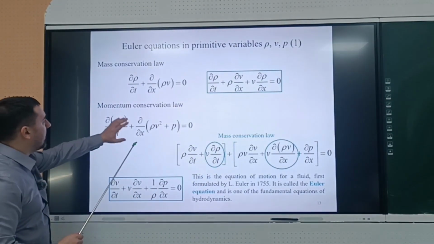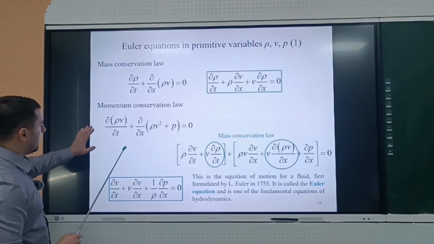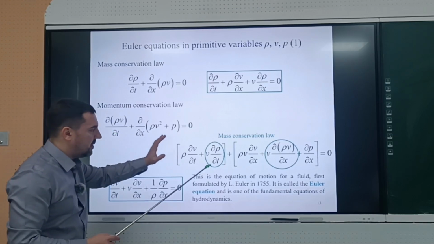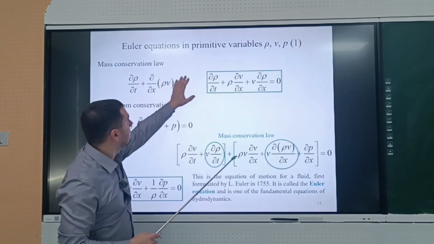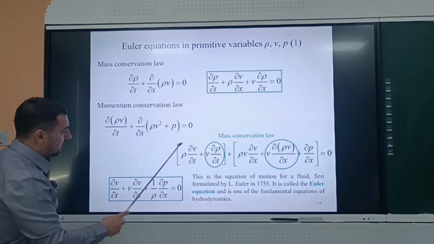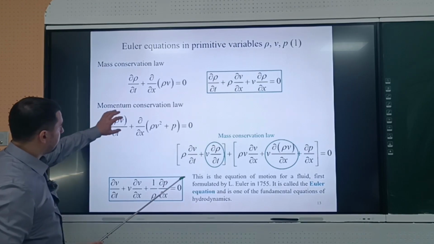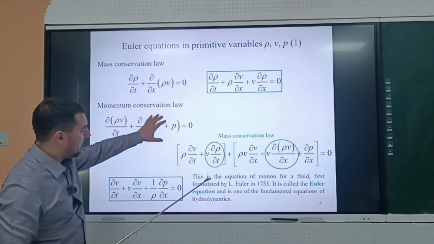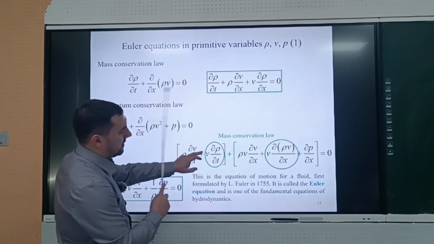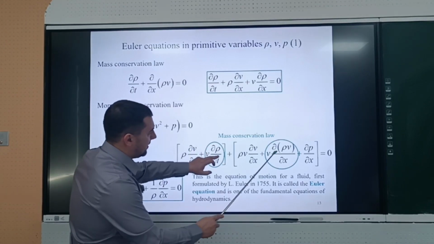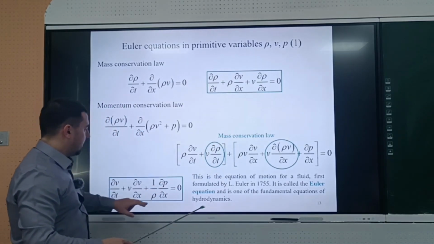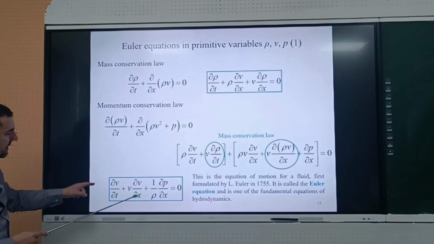Now we can consider the momentum conservation law, and the idea is the following: we again expand the parentheses, and we use the mass conservation law to simplify the obtained equation. So rho dv over dt plus v d rho over dt, we expand this term, and then we expand this term. And we can see that if here we put v away, we will get d rho over dt plus d rho v over dx. It equals 0 because it's the mass conservation law. And the momentum equation looks like this one.